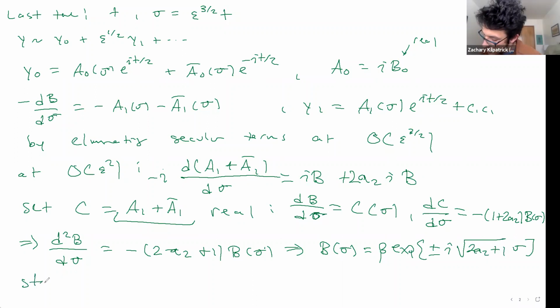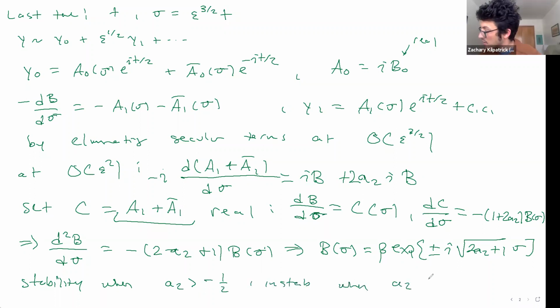Okay. So we're going to get stability when A2 is greater than minus a half. Okay. And we'll get instability when A2 is less than minus a half, because then the square root of this would give us something imaginary. We'd end up with an exponential, okay, that has a real multiplier, and we'll get growth for the case of the minus one there.